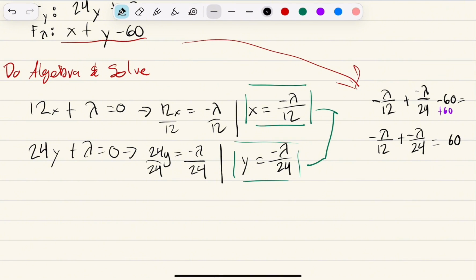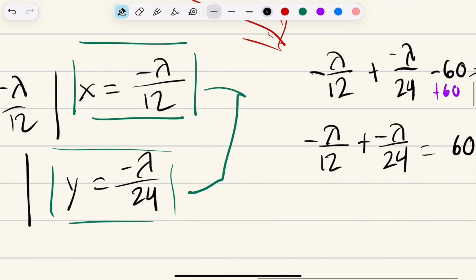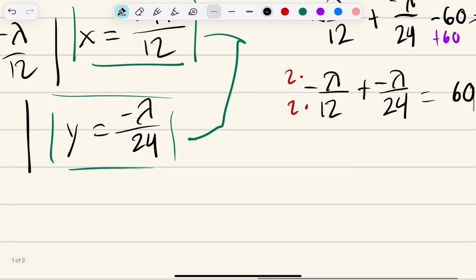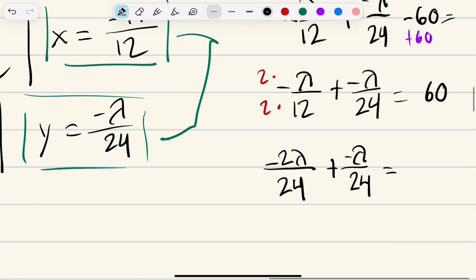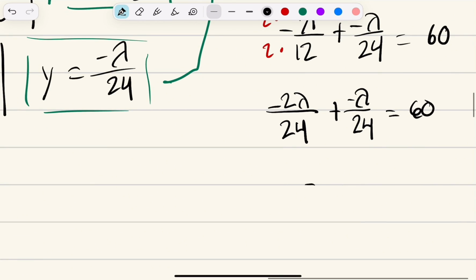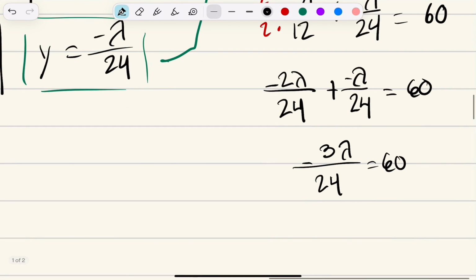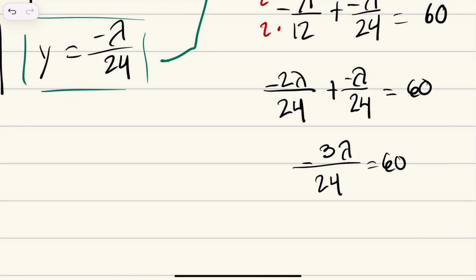The way I would like to approach this is by noticing that 12 does go into 24. If we give them a common denominator, we can combine like terms. So I'm going to multiply this by 2, and we get negative 2 lambda over 24 plus negative lambda over 24, which is equal to 16. Then we combine like terms and end up with negative 3 lambda over 24 equals 16. I know also that 3 goes into 24, so we can simplify this.